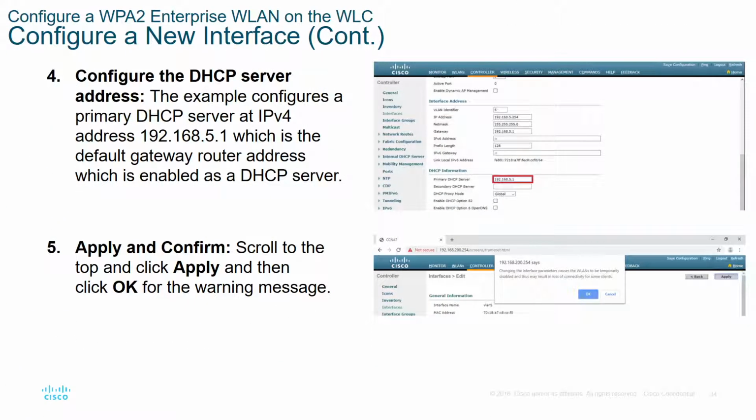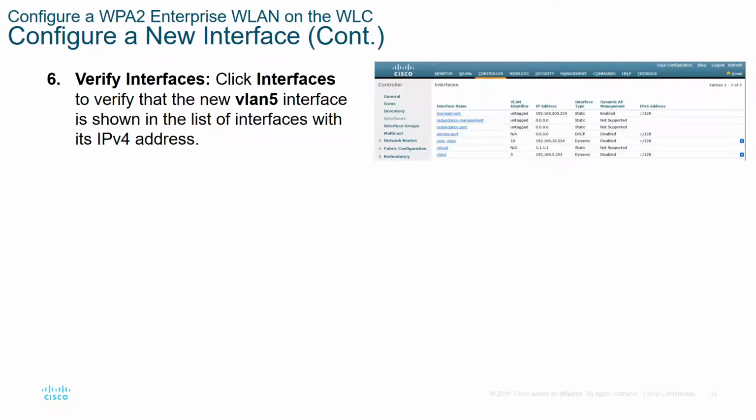Configure the DHCP server address. The example here configures a primary DHCP server at IPv4 address 192.168.5.1, which is the default gateway router address, which is enabled as a DHCP server. Apply and confirm: scroll to the top and click Apply, and then click OK for the warning message. Verify interfaces. Click Interfaces to show that the new VLAN 5 interface is shown in the list of interfaces with its IPv4 address.